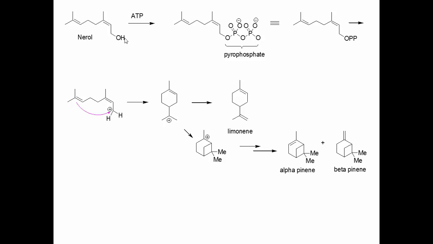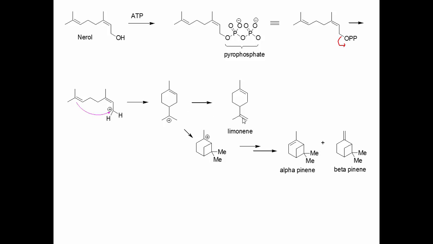So we're going to take nerol and convert it to its pyrophosphate, and what we're going to do now is make a carbocation here. This is an allylic carbocation, so it would form fairly readily. And it has an alkene here, so we could do an electrophilic attack on the alkene, or the alkene can attack the carbocation to give us a new carbocation here, tertiary.